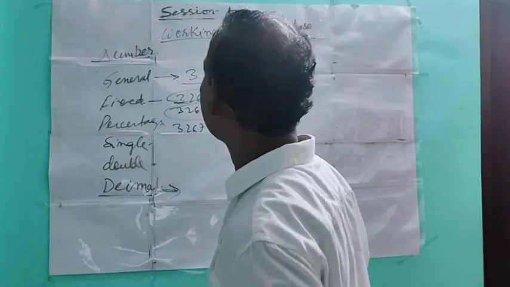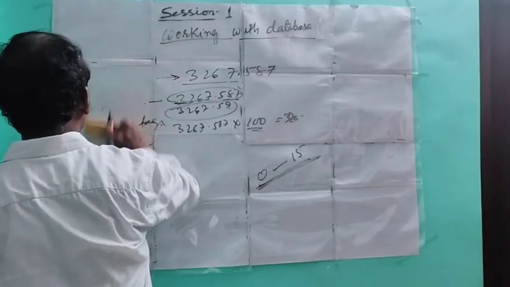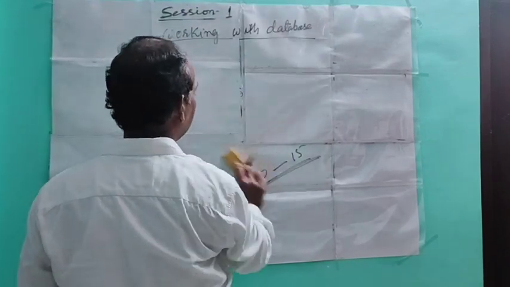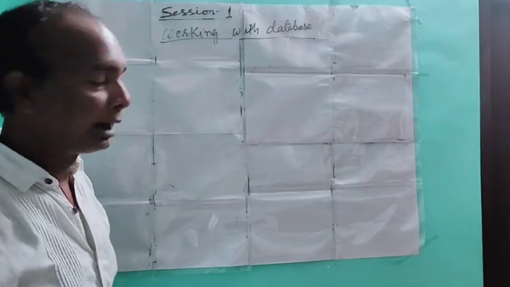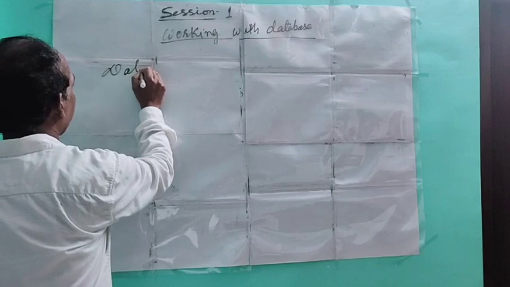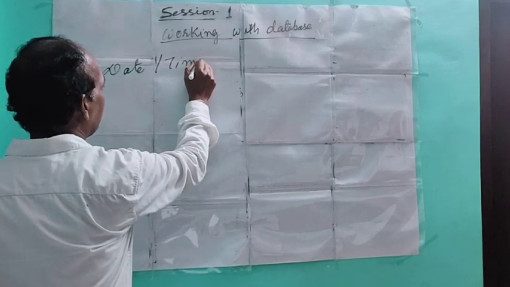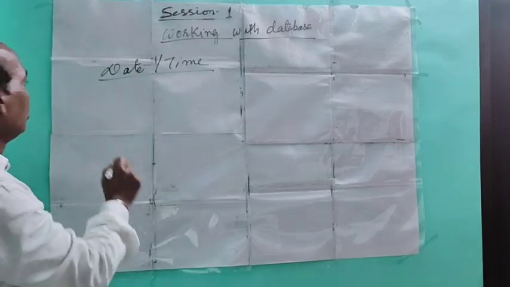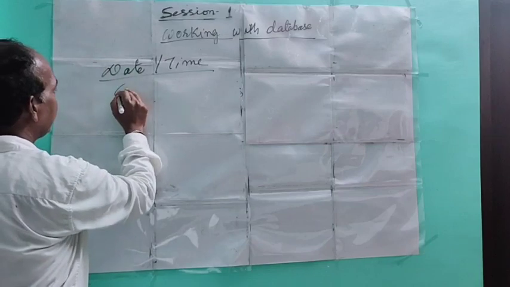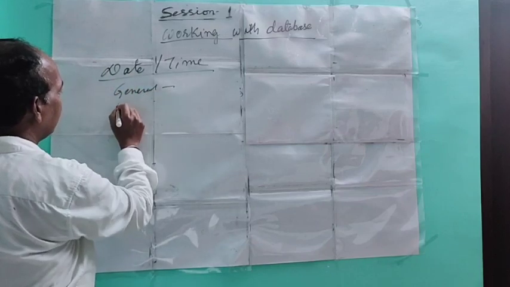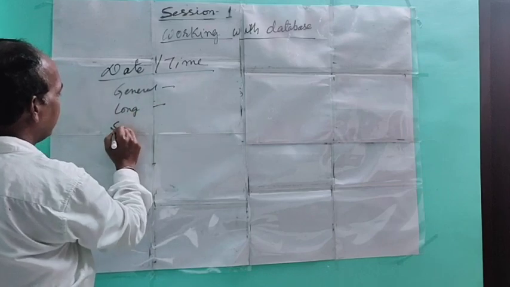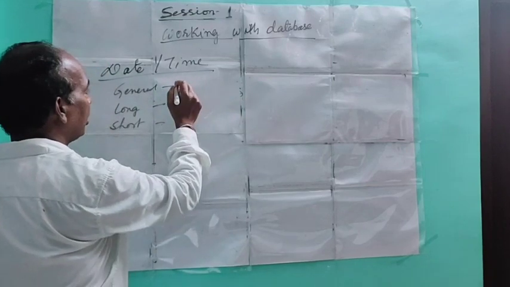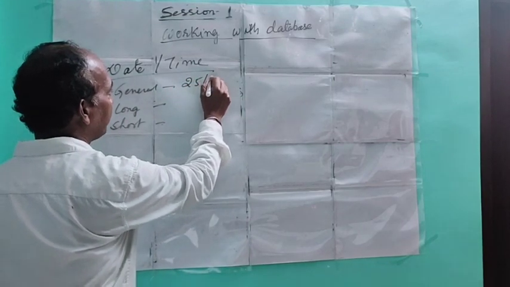Okay. So these are the formats of number. Next we come to the format of date and time. Here 2 data types are there. One is for date, the other is for time. First, date. We will get the formats of date: general date, long date, short date. In general date, suppose today's date is 25/5/2020.